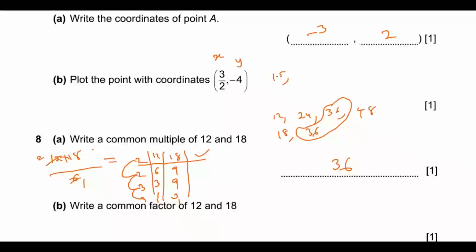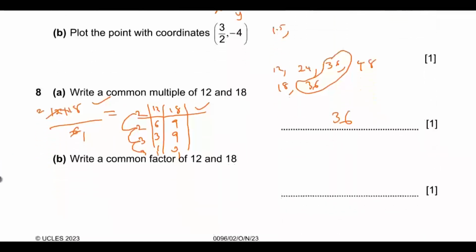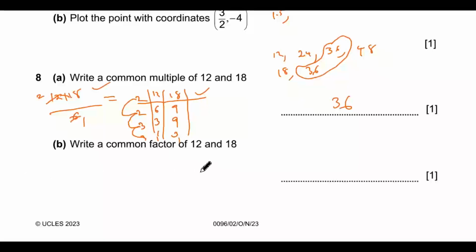Or this method. So part B, write a common factor of 12 and 18. If you want to use downward division, in this case, this is factor, so you have to divide the numbers separately. So this is 12. So let's divide this. 2 goes in 12, 6. 2 goes in 6, 3 times, and 3 goes in 3 once. So that means 12 is equal to 2 times 2 times 3.